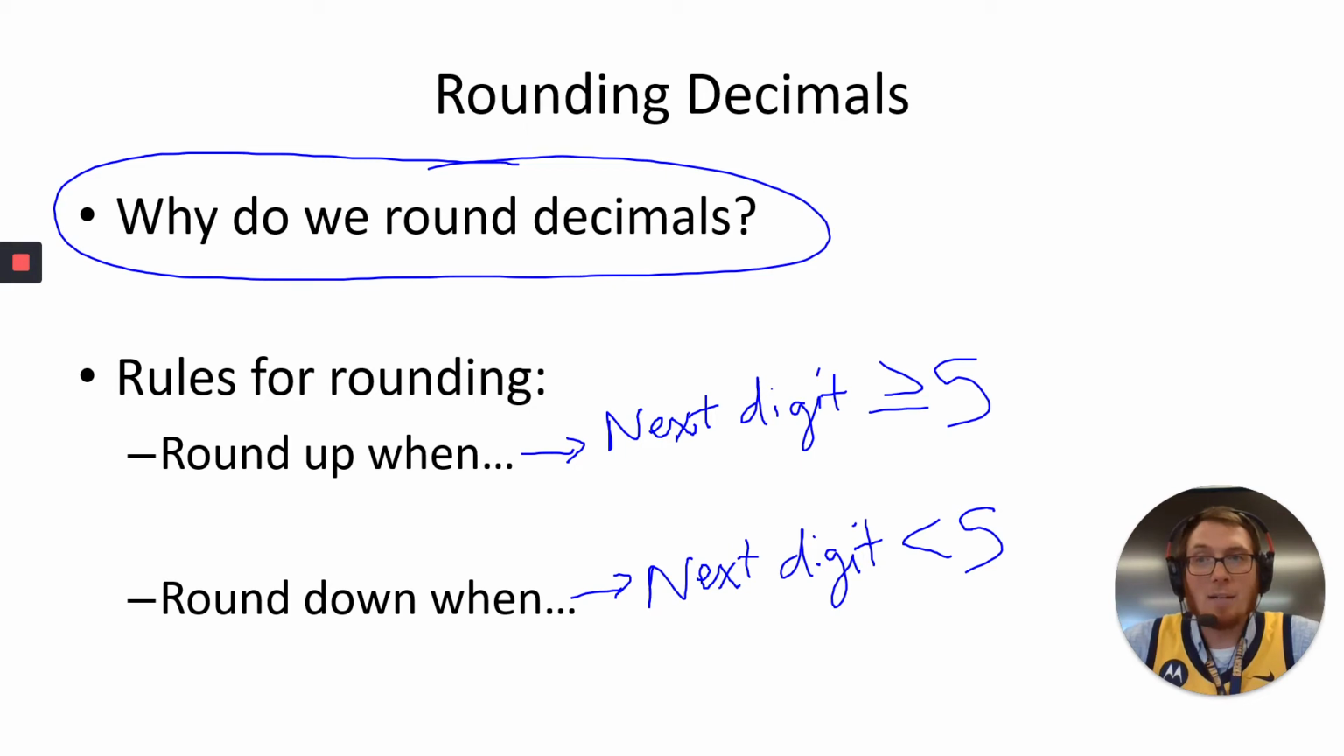Okay, when we talk about rounding, we round up or down. We round up when the next digit is 5 or greater, and round down when it's less than 5. So make sure you're looking at that idea as you're looking at these situations. So when you're rounding up, the next digit should be 5 or greater. When you round down, it should be less than 5.